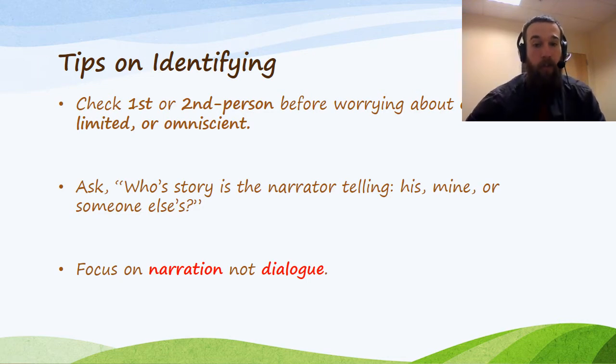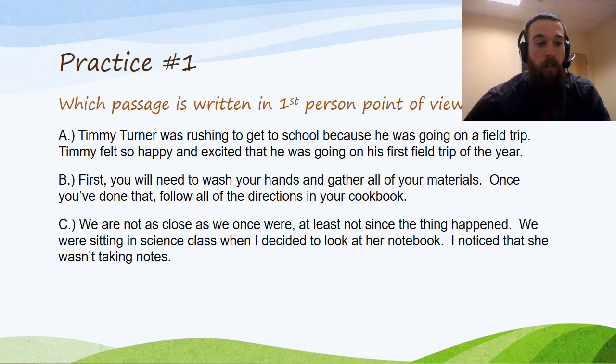Is he telling his own story? Is he trying to tell my story, like second person point of view, or is he telling someone else's story so that I know I'm in third person? And then also make sure that you're not getting tripped up by the difference between narration and dialogue. Keep an eye out for those quotation marks. So now that we've identified the 3, I just want to run through some practice before you go off and do some on your own.